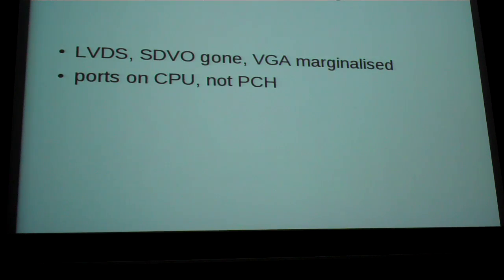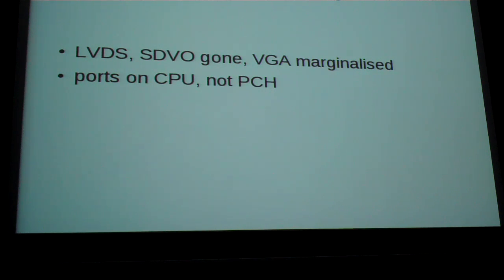Next topic is passable display enabling. One thing in Haswell which is different is LVDS connector output support is gone. For panels, it's all going to be EDP. SDVO, adding connector and encoder support is also going. And the VGA output is pretty marginalized. It seems to be dying, which I kind of like. And the other thing is the output ports moved around a little bit.